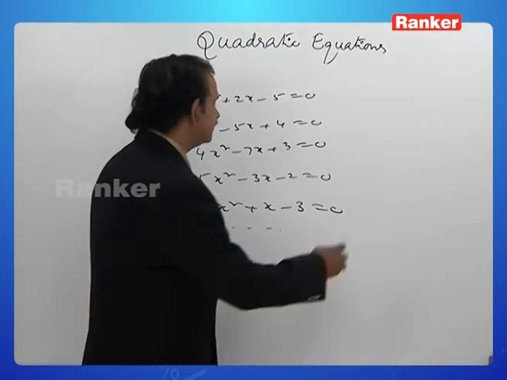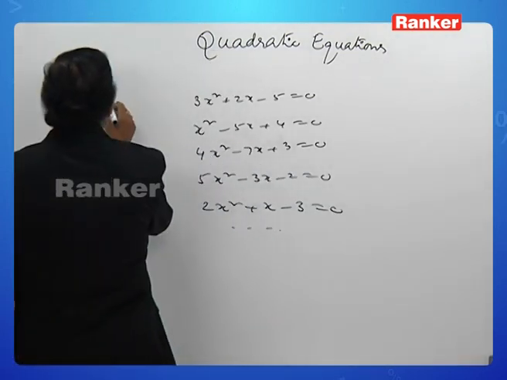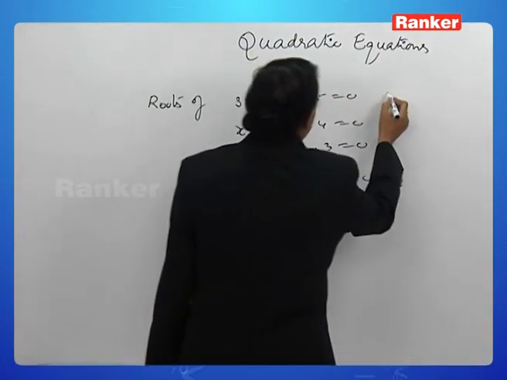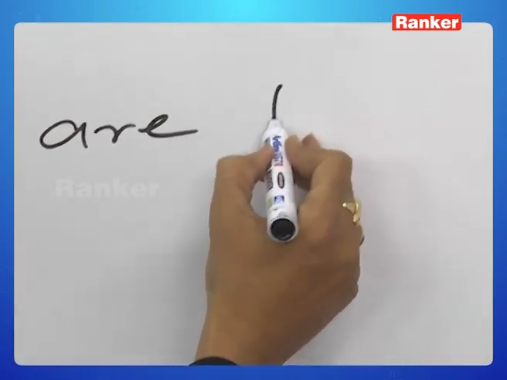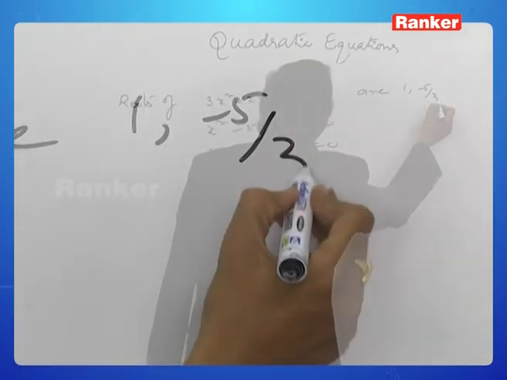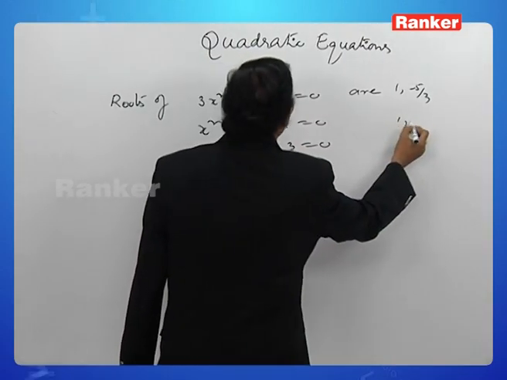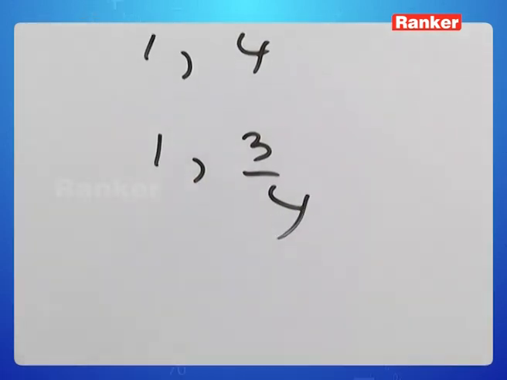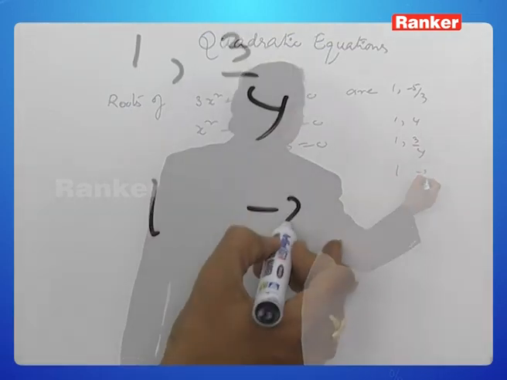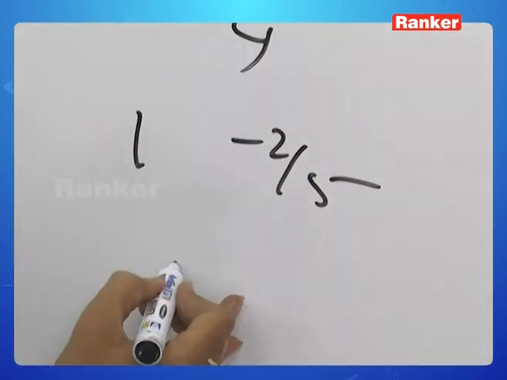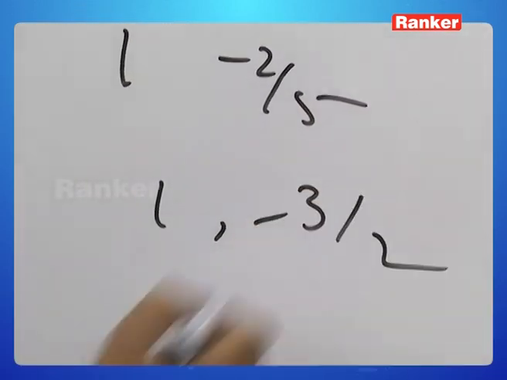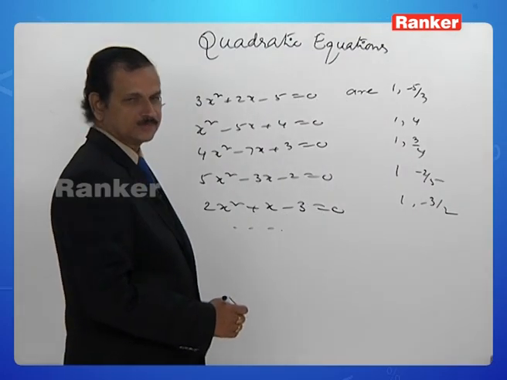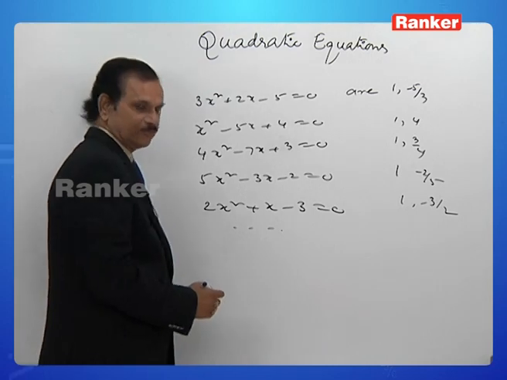In such a case, you can say immediately that the roots of this are 1 comma minus 5 by 3. Here 1 comma 4 by 1. Here 1 comma 3 by 4. Here 1 comma minus 2 by 5. Here 1 comma minus 3 by 2. Those are the roots. Yes, it's very simple to observe.